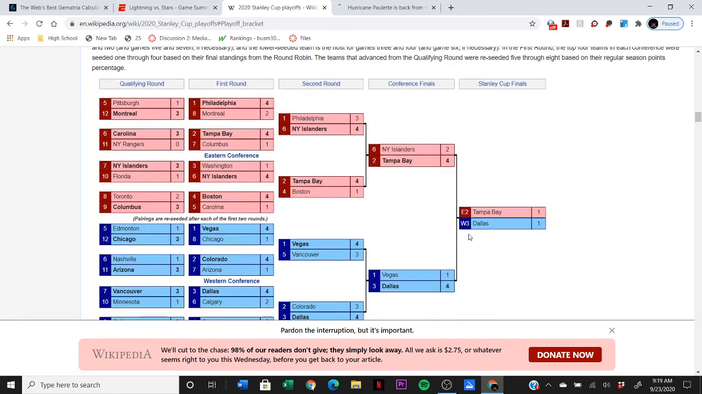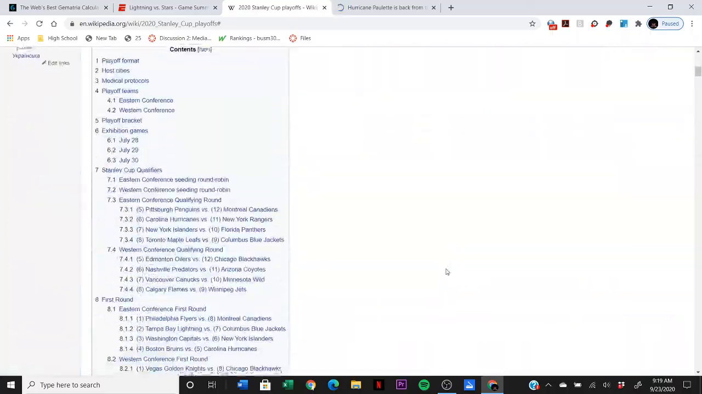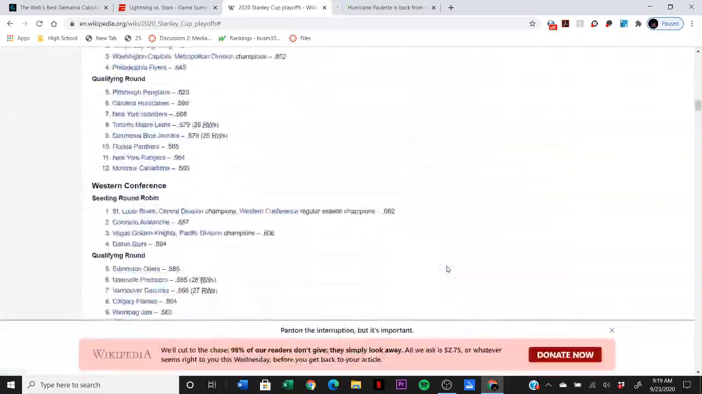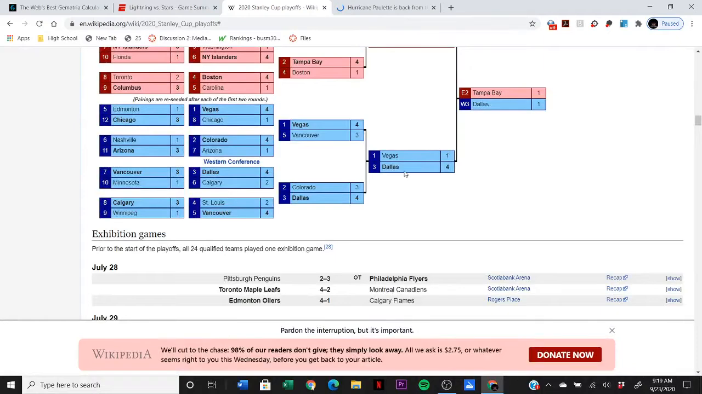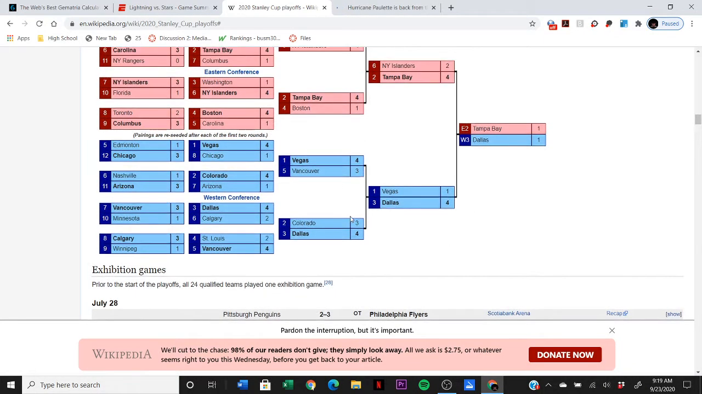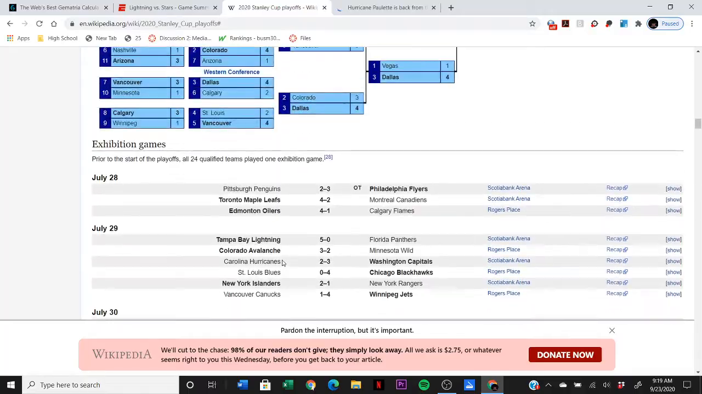Yeah. So you see this? Let me get rid of that. You see how when I go to the bracket, Dallas beat Vegas 4-1. Dallas is 41. They advanced to the Stanley Cup Finals. They advanced to the Western Conference Finals by beating Dallas on September 4th.